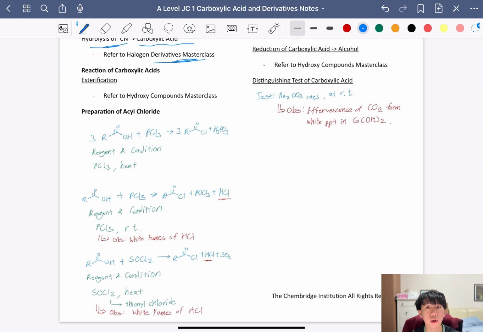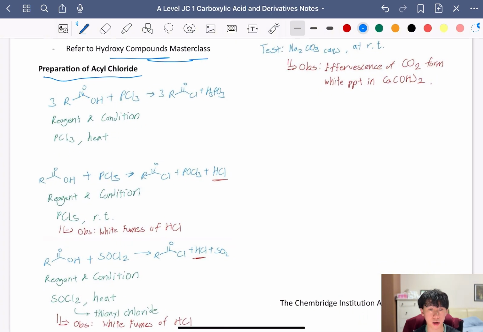Well, we've already run through esterification in my hydroxy compounds master classes, where you can react carboxylic acids with alcohol in order to get your esters. You can also prepare your acyl chlorides. Now this is new, so I'll be running through it.